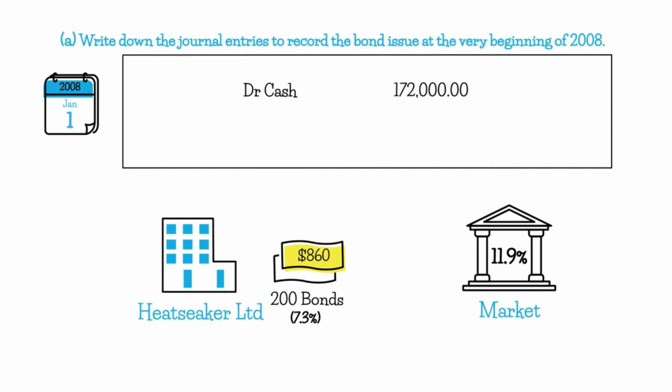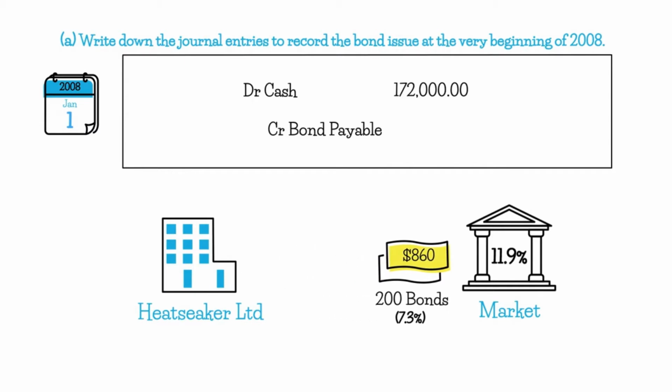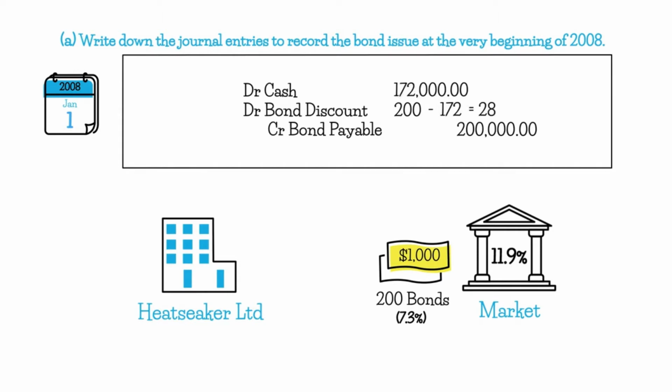We're going to leave a line and then we're going to credit bond payable. This is based on the face value of the bonds. So 200 multiplied by their face value, which is 1,000. So we credit bonds payable for 200,000, the face value of the bonds. So in the middle of the journal entry, we're going to debit bond discount. So the bonds were issued at below their face value. So the bond discount we calculate as the difference between the face value, 200,000, minus the cash we received of 172,000. So we're going to debit bond discount 28,000.